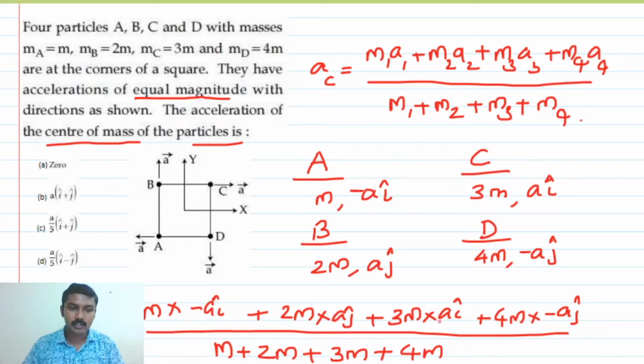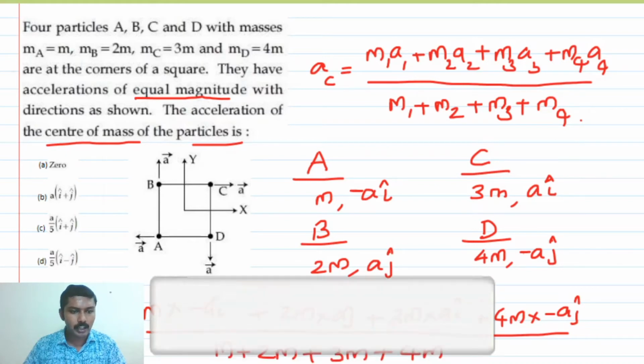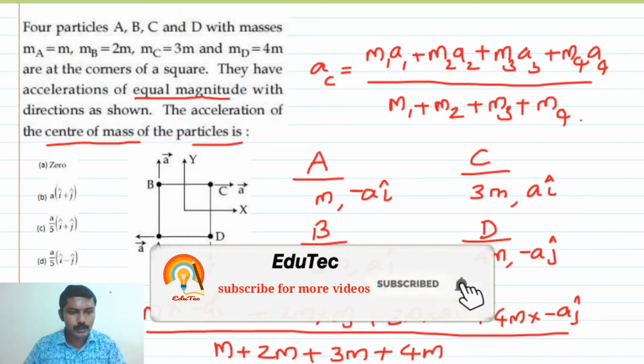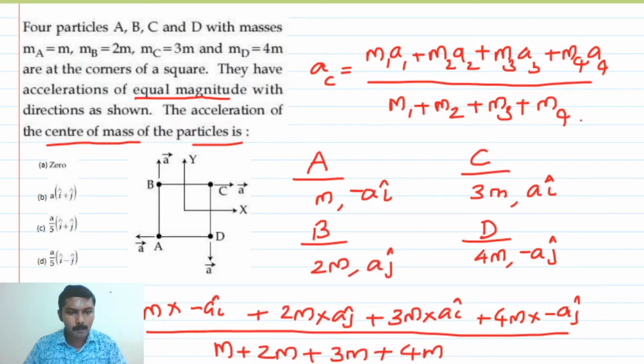This is again another vector, this is again another vector, this is again another vector. When you're adding vectors together, you have to make sure that the components in the same coordinates add together, similarly, the i caps together, j caps together. So what you do is substitute the i caps together, minus ma i cap plus 2ma j cap plus 3ma i cap minus 4ma j cap, divided by the total mass.